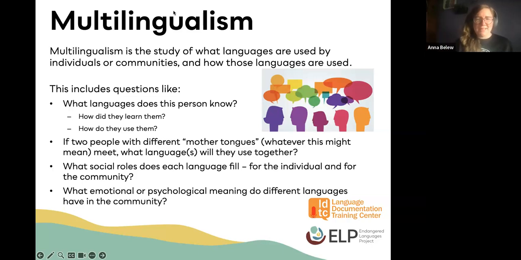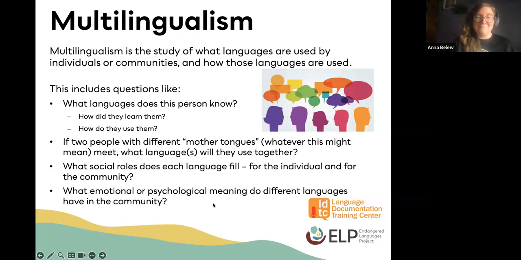What roles do these languages play? Not only social roles or pragmatic roles, but also what emotional or psychological meaning might different languages have for different people in a given community. And again, this is going to vary a lot, person to person. These are very individual, unique questions for each person.